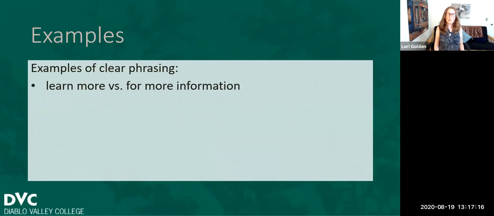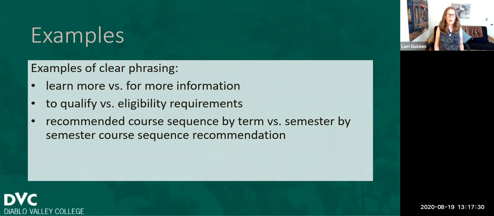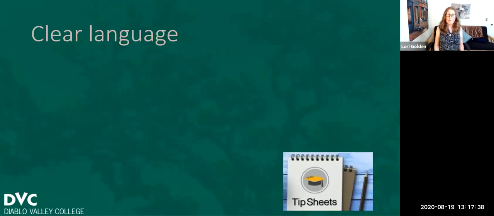So here's some examples of clear phrasing. Instead of just saying for more information, we can say learn more. It's the same thing, but just easier to read. Instead of saying eligibility requirements, we could say to qualify. Instead of saying semester by semester course sequence recommendation, we could say recommended course sequence by term.